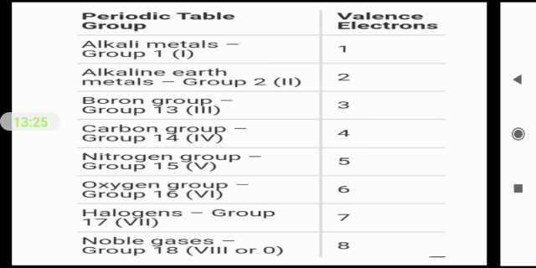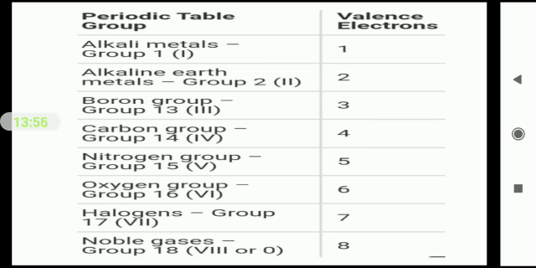One of the easiest ways to find valence electrons is by checking the element's placement in the periodic table. Here is the list of the number of valence electrons present in the different groups in the periodic table. Alkali metals, group 1 metals, have 1 valence electron. Alkaline earth metals in group 2 have 2 valence electrons.